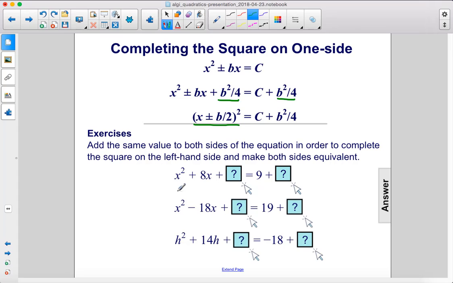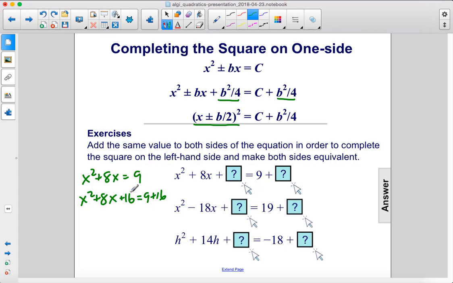So, for example, we have x squared plus 8x equals 9. Well, we don't really know what to do with this. But what we can do is complete the square on the left side so that we can factor it. So x squared plus 8x, to complete the square, we would divide this 8 in 2 and then square it. So 8 divided by 2 is 4, squared is 16. Then all we have to do is add 16 to the other side to keep it even.